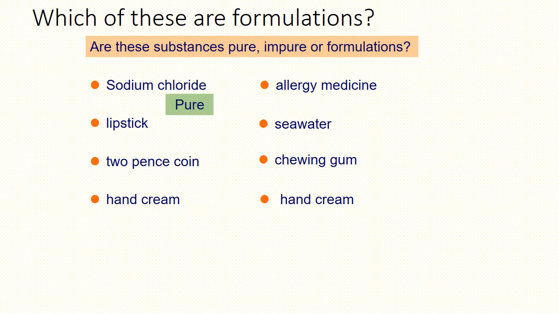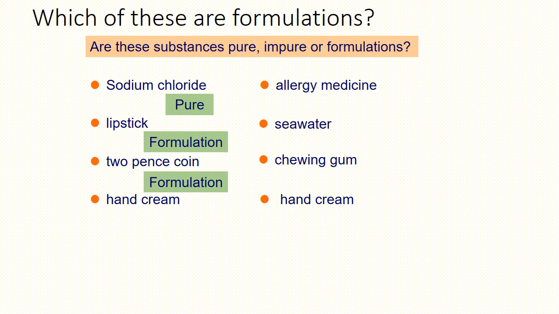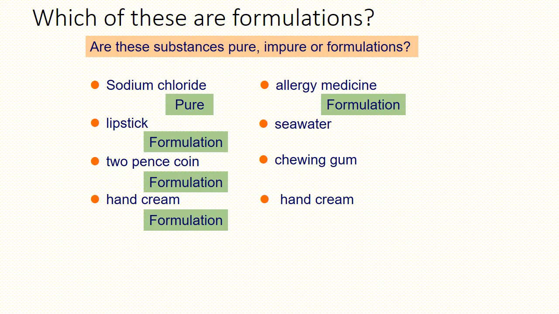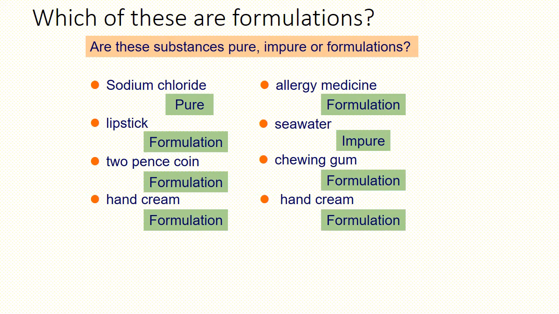So sodium chloride would of course be pure because it's salt. Lipstick is a formulation, so we've got a product there that's been designed for a purpose. 2p coin is of course an alloy, so again that's a formulation because it's been designed for a specific purpose. Hand cream is also a formulation. Allergy medicine is also a formulation. Seawater we've of course identified as being impure. Chewing gum would be a formulation, and hand cream would also be a formulation.